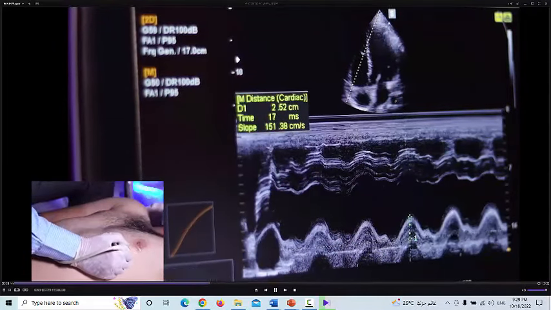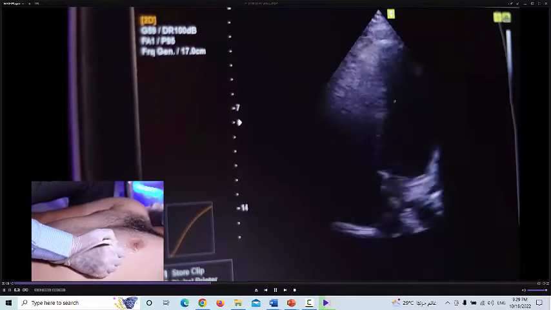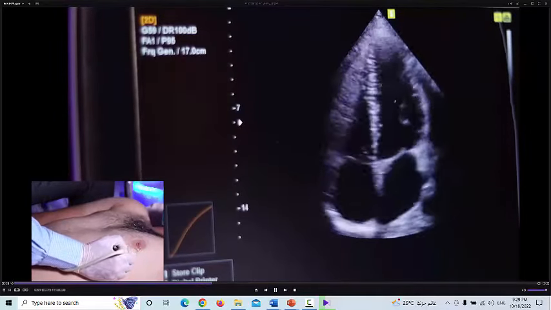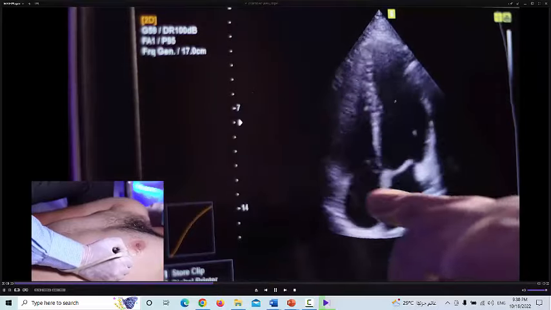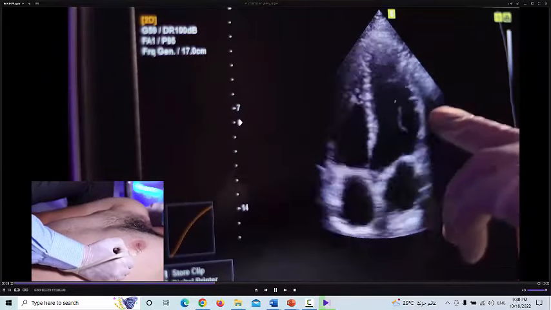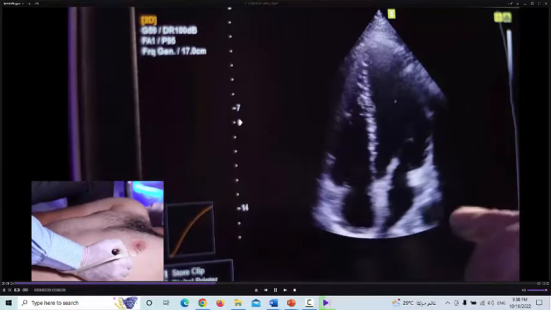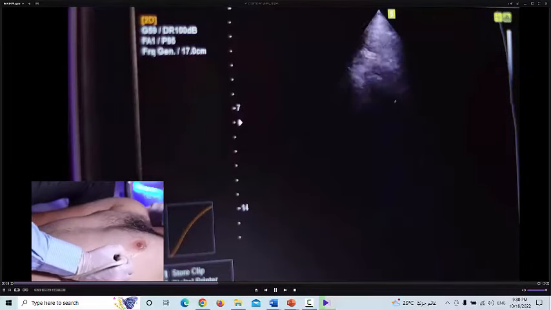So with our dear volunteer, there is normal size right ventricle less than left ventricle, and there is normal MAPSE, and there is normal TAPSE. What else can I do?